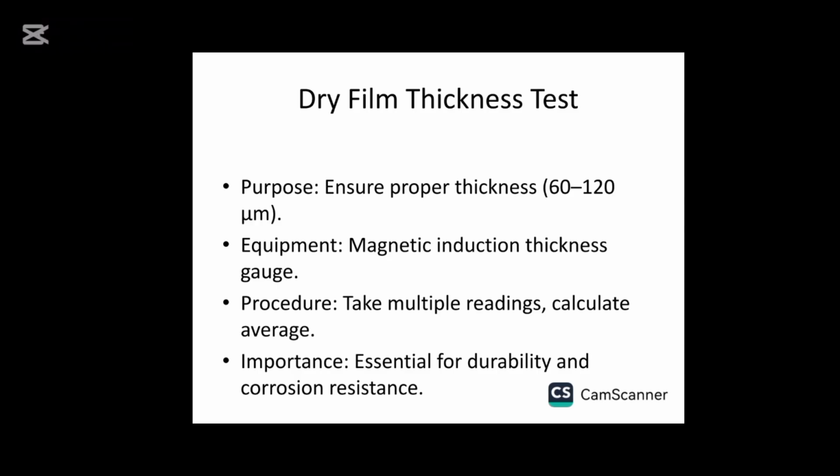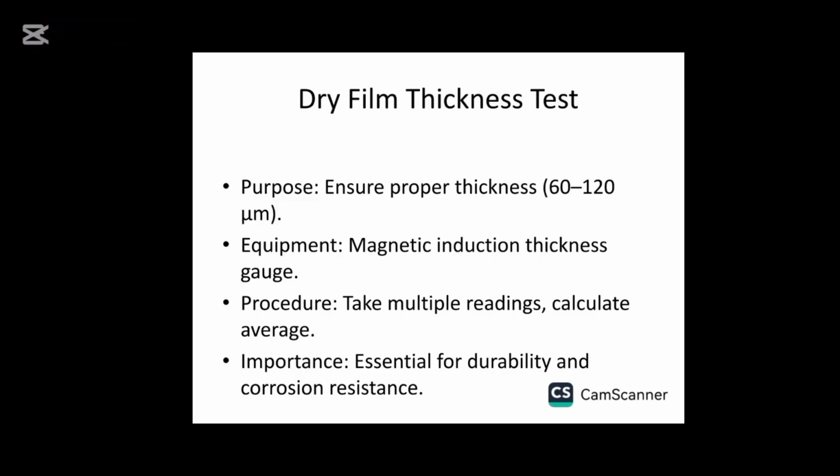Dry film thickness test. This test checks how thick the powder coating layer is. A thickness gauge is used. The normal thickness ranges from 50 to 150 microns. Too thin equals weak protection, too thick equals cracks or peeling. So ensure proper thickness, 60 to 120 micrometers. Equipment: magnetic induction thickness gauge. Procedure: take multiple readings and calculate the average. Importance: essential for durability and corrosion resistance.